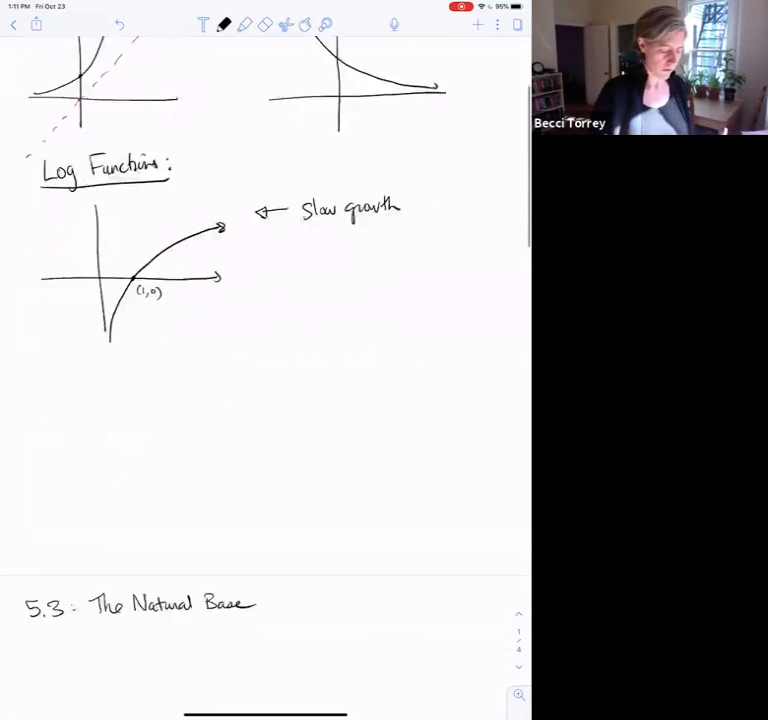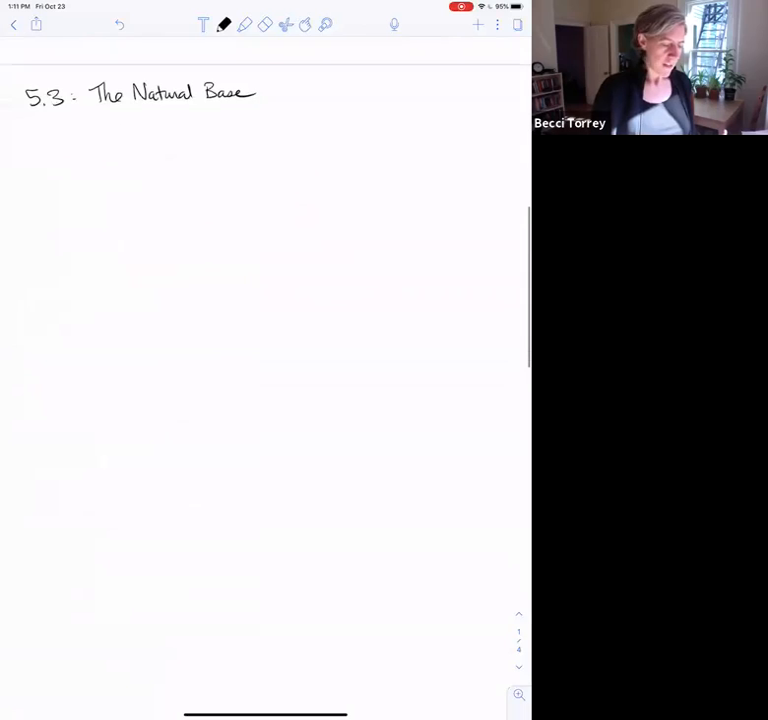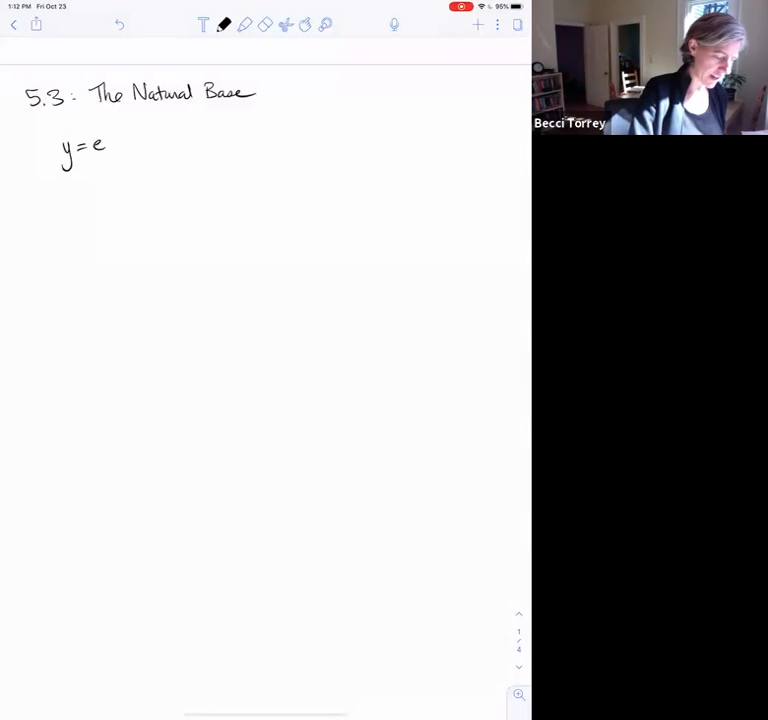So also useful in the real world. The natural base. We can study exponential functions with base 2 or base 3 or base 1.5 or base 10. There are all these bases that we use all the time. And there's one that's called the natural base, both for exponential functions and the corresponding inverse log function. In the exponential world, that's y equals e to the x.